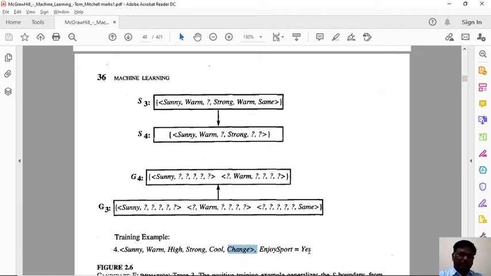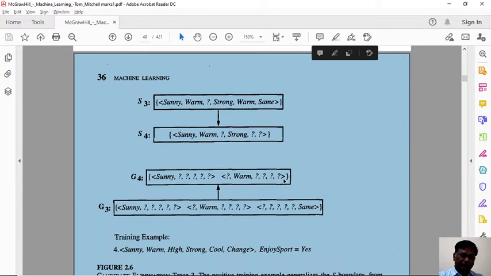Change, you have enjoyed, right? But till your third case you were assuming that even though a change comes, if it is the same you can enjoy, right? S1 is same, S2 is same, S3 came with change, so you did a generalization. If it is change you can enjoy, but in the fourth case again the same change you are enjoying, so you cannot do any generalization on this attribute. So it has put a question mark.